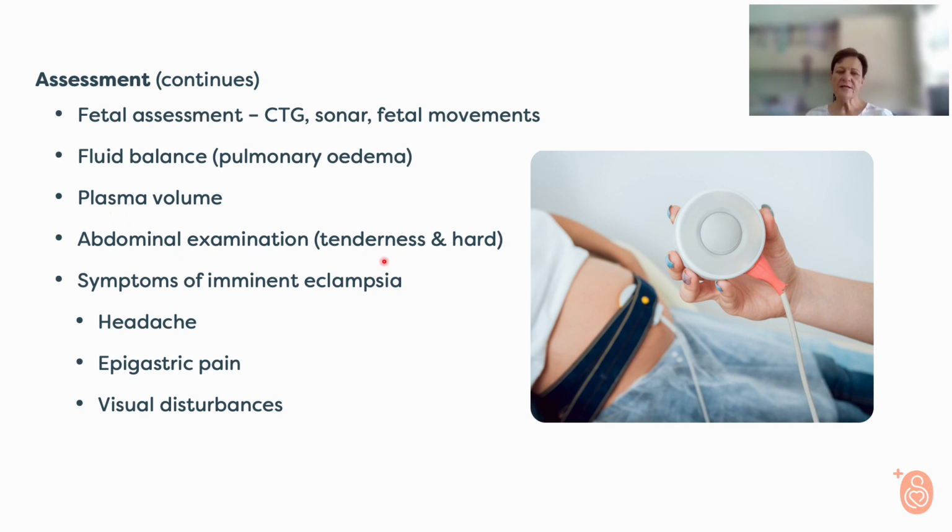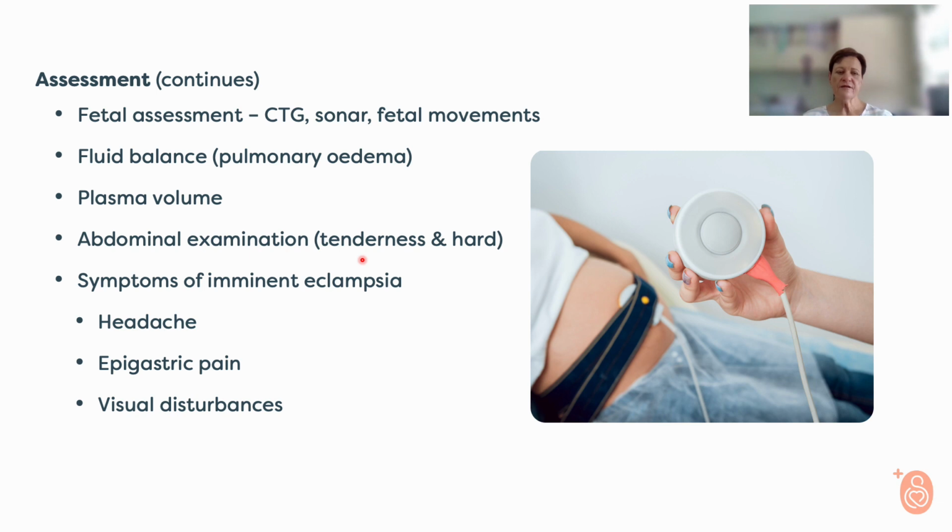Abdominal examination: the reason why tenderness and hardness are being put here is that, as I've said, there is quite an association between preeclampsia and abruptio placenta. So if the abdomen is tender and hard, there might be bleeding in the uterus, which we will come to when we do the obstetric hemorrhages in the next course. So this is very important for us.